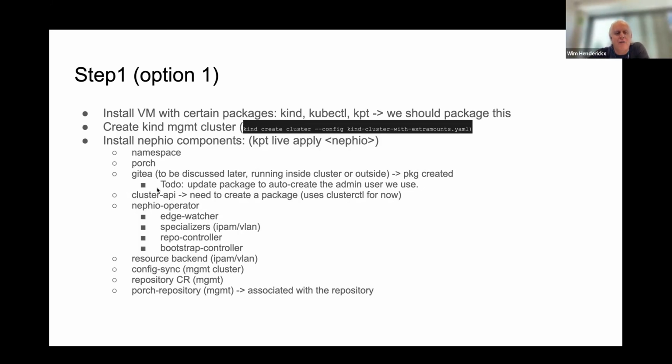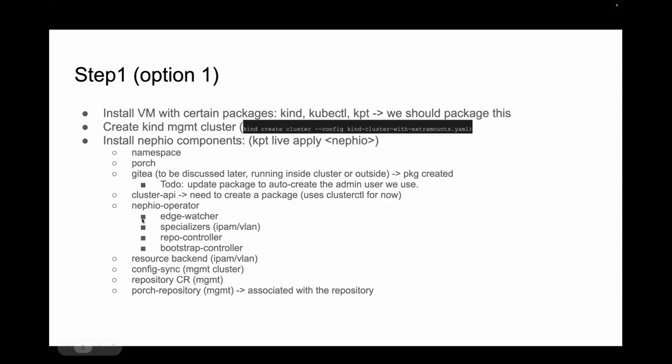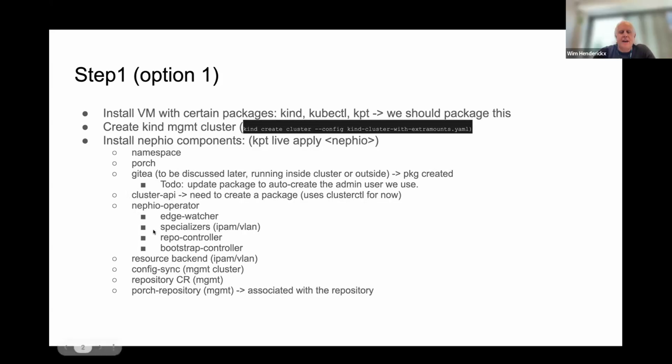So what you see here, from what you have discussed so far, the two new items on this list are Gitty and Cluster API. They are management cluster side packages, but not part of system Nefio. Oh, right. So for system Nefio, we were thinking of creating a single package that includes specializers, config sync, porch, everything together. That's where my question is, because here they are listed as separate packages. Yeah, but I would create them as a sub package in a main package or something.